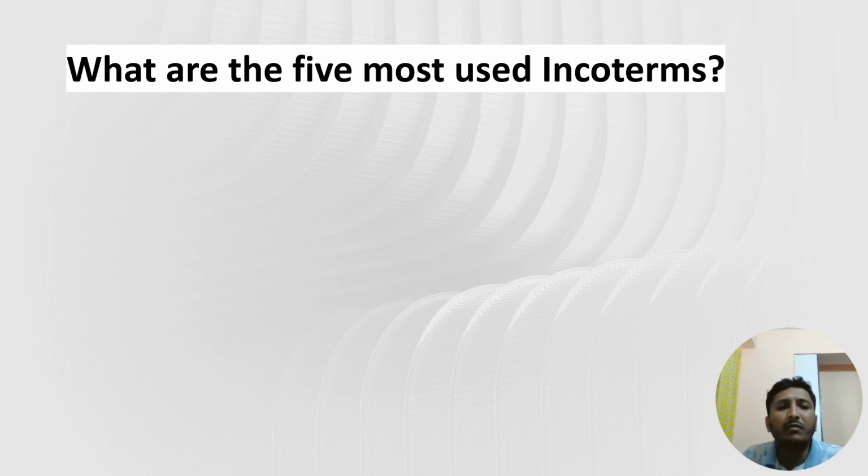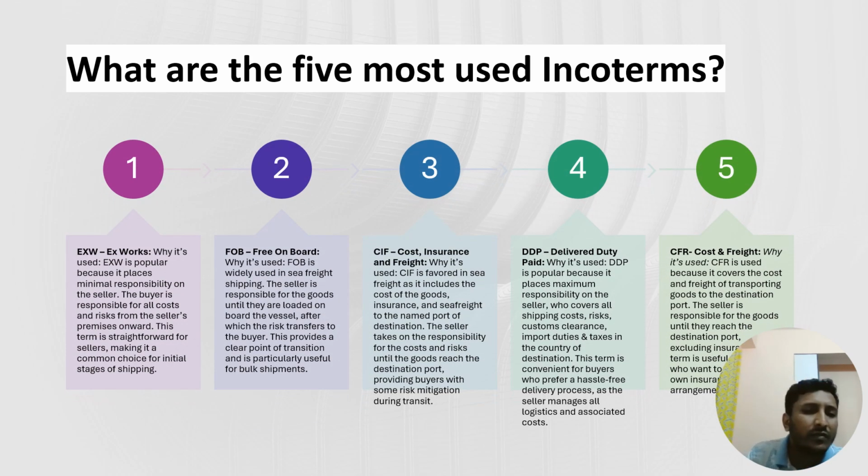So what are the five most used Incoterms? Like EXW, ex works, where the shipper's responsibility is up to their warehouse. FOB, that is free on board, and earlier we covered CIF, cost, insurance and freight, and DDP, delivered duty paid, that is currently used by DHL or for small shipments for documentary purposes. Okay, that is commonly used.